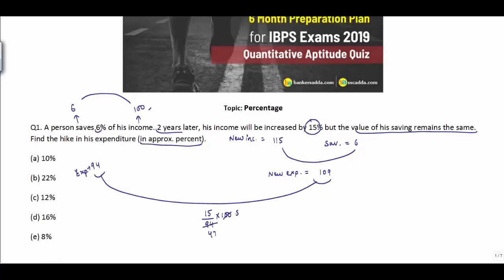So this is 1500 by 94, which is 750 by 47. Let us divide this straight away, because 47 is a prime number. 47 into 6 is 282. So we can take this to be approximately equal to 16%, because this is 15 point something, 99 kind of thing. So among the options we have been given, 16% is one of the options, hence it is the correct choice.